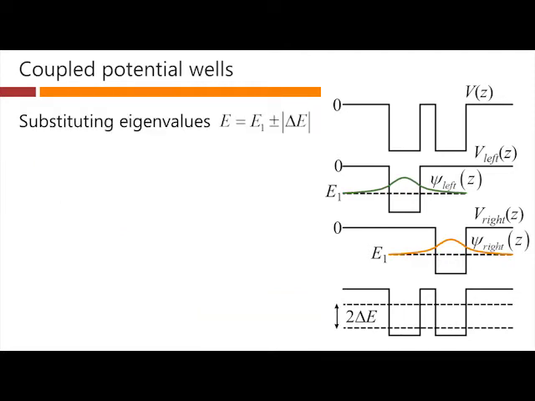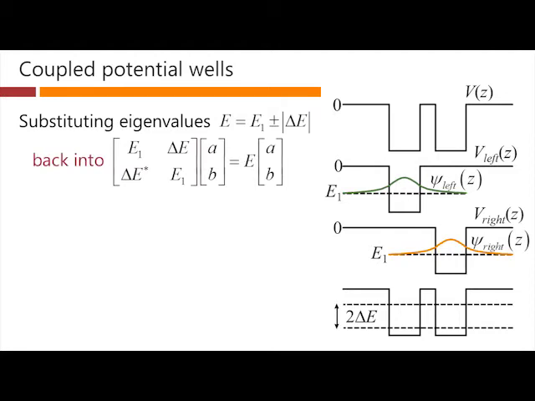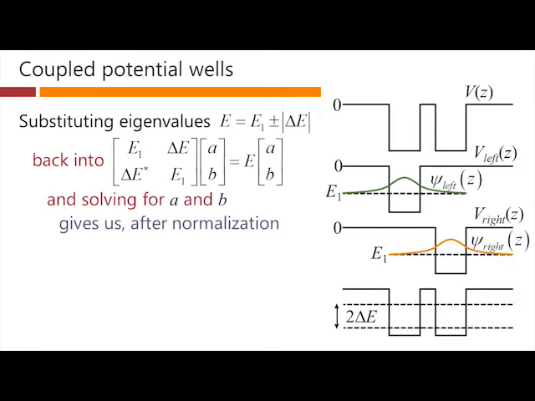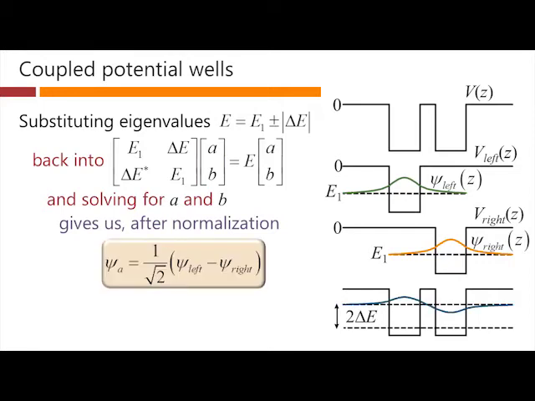So if we now take these eigenvalues that we've calculated and we substitute them back in here, that is, we choose these eigenvalues, one or other of them, we choose them one by one, we then get linear equations that we can solve for A and B. So solving for A and B gives us, after some normalization, here's one of the solutions.